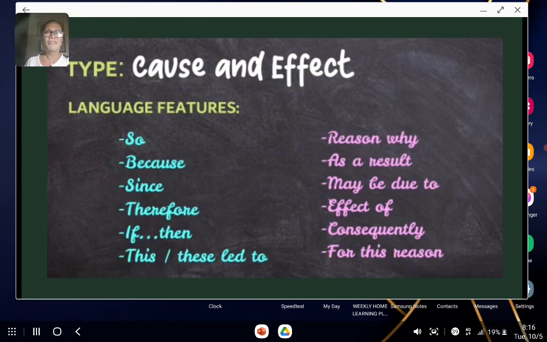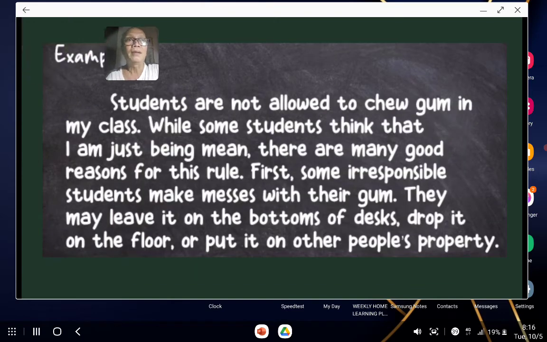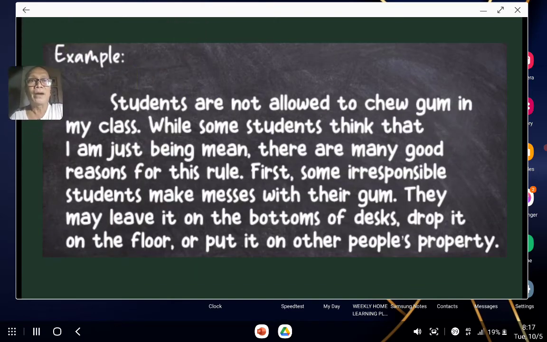And here are the language features of cause and effect. You can see there: so, for the reason why, because, as a result, since, may be due to, therefore, effect of, if, then, consequently, this led to, for this reason. And here is an example of cause and effect.